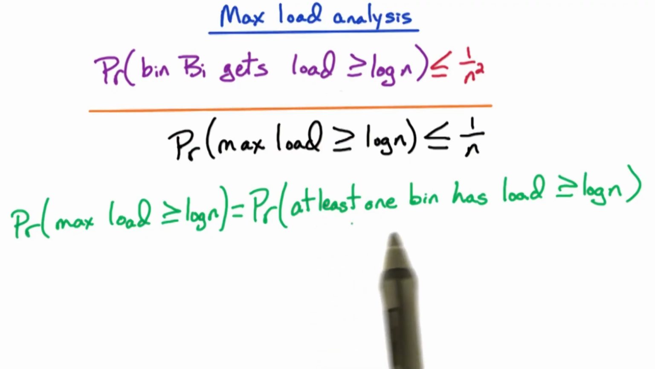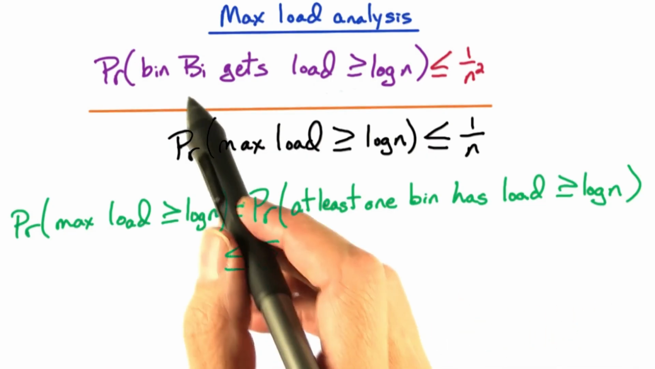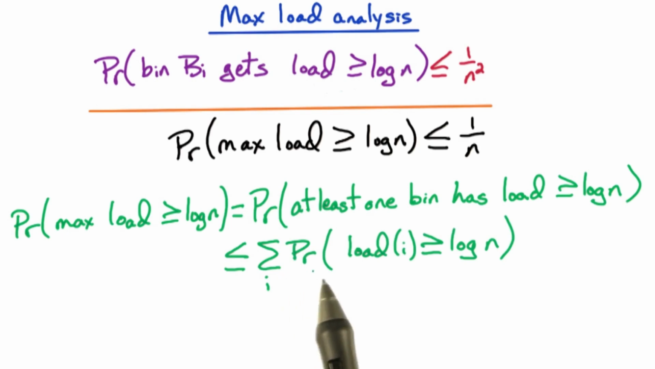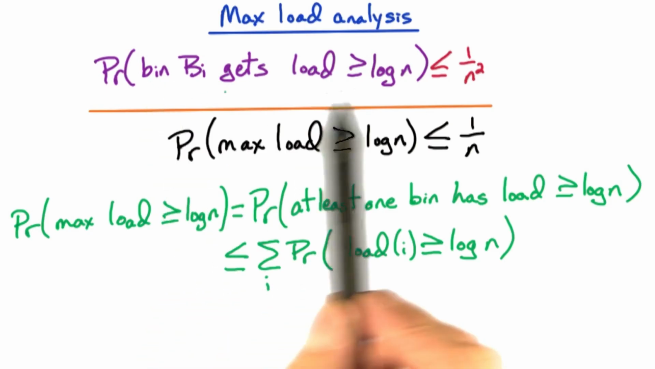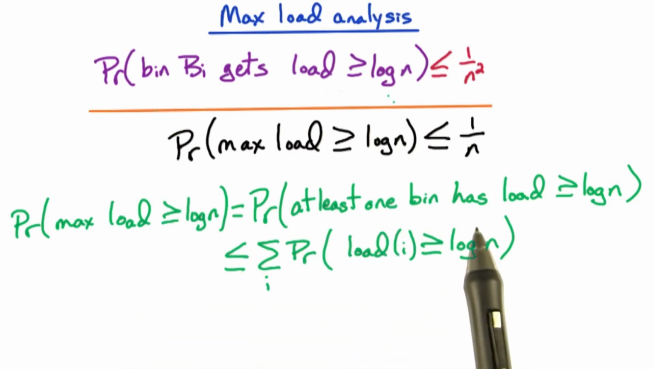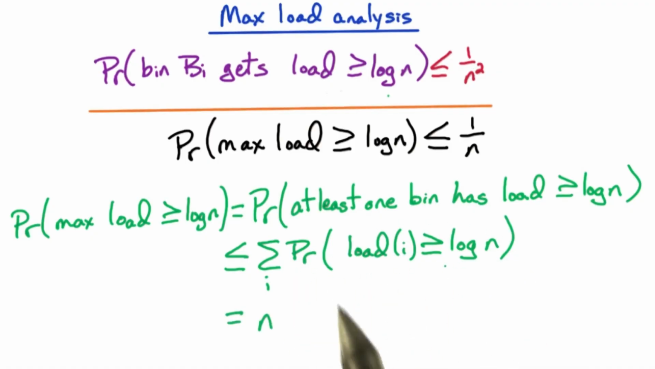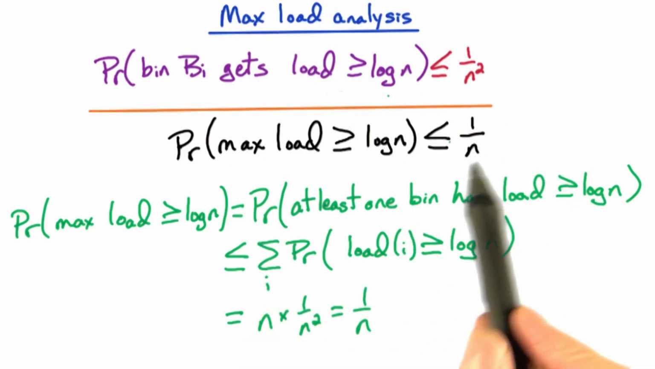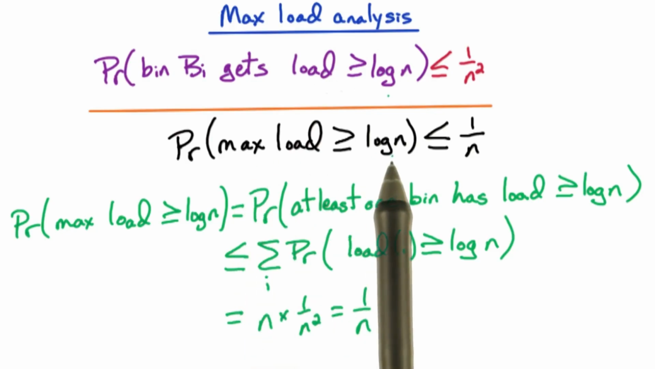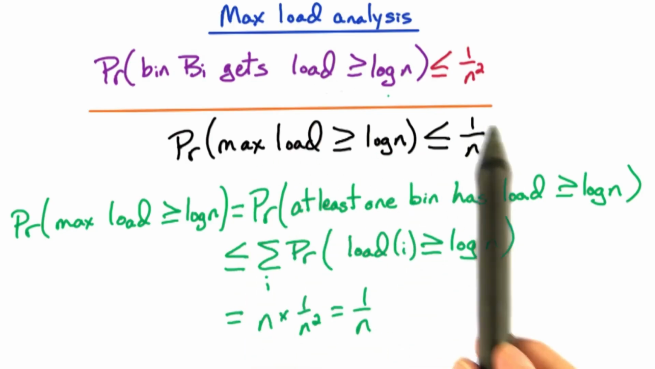So now, in order for at least one bin to get load at least log n, let's look at all the choices for the bins. So we can sum over each bin, and then we can look at the probability that the load in bin b_i is at least log n, which is what we bounded right here. That's at most 1 over n squared. There are n choices for the bin, and for each particular bin, the probability the load is at least log n is at most 1 over n squared. And this is 1 over n, which proves the result that the max load is at least log n with probability at most 1 over n.